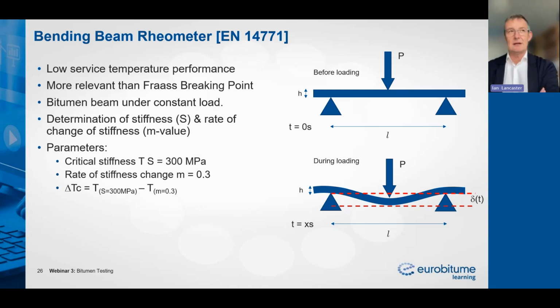All of this tends to be at temperatures significantly below zero. And we also measure the rate of change of that stiffness with temperature, which is known as the m-value. And we can do another calculation there. We can measure a thing called delta Tc, the change in critical temperature, and that's the difference in the temperature between achieving a stiffness of 300 megapascals and the temperature at which the m-value equals 0.3.